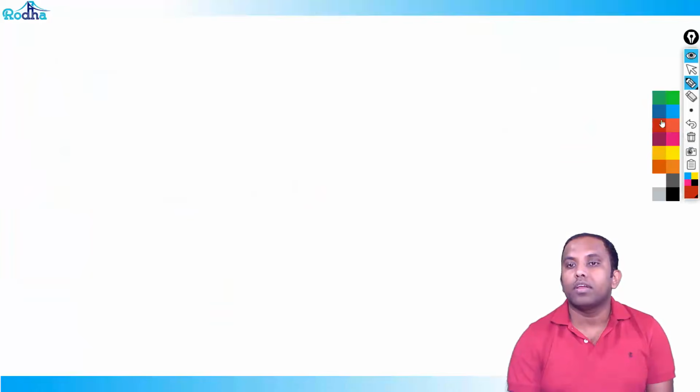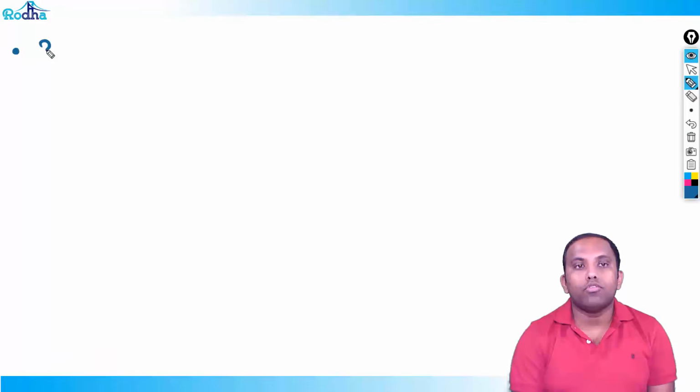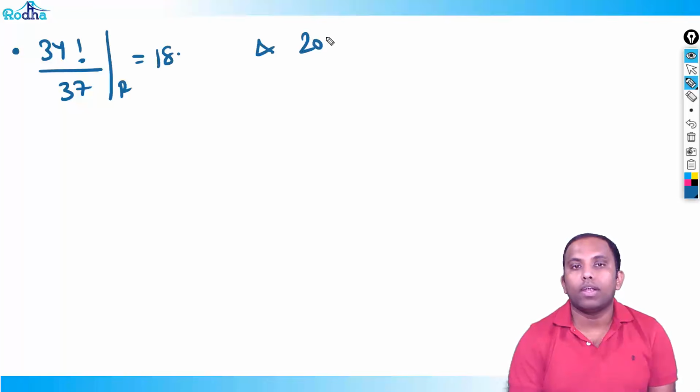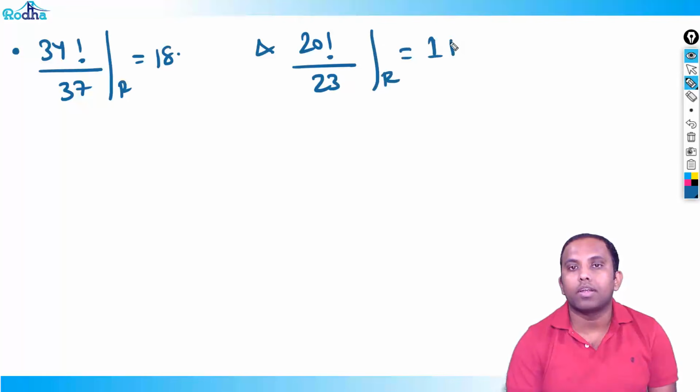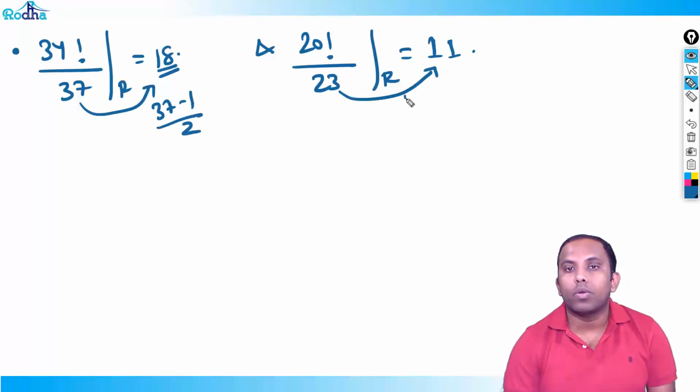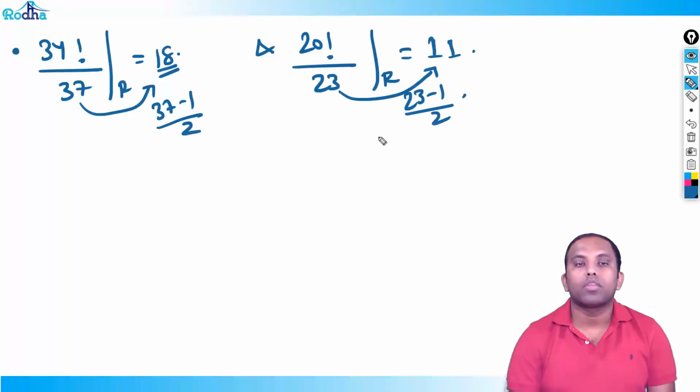First thing is, 34 factorial by 37. What is the remainder we got in the last to last question? 18. And 20 factorial by 23, what remainder did we get? 11. Right, we got 11. Now you can see here, what is 18? 37 minus 1 by 2. What is 11 here? 23 minus 1 by 2. This is a general form of remainder.